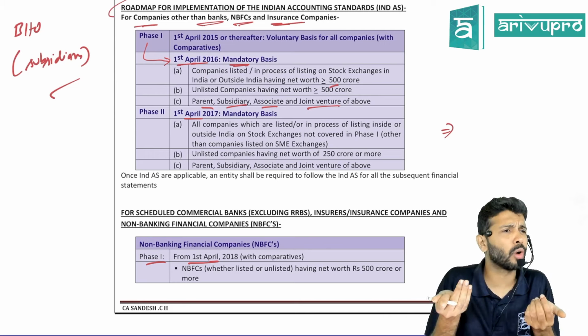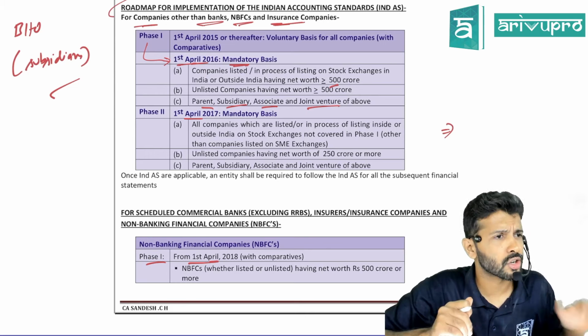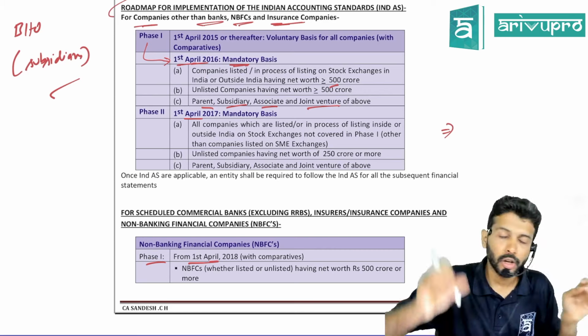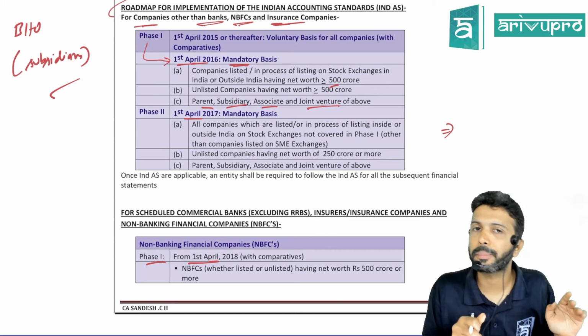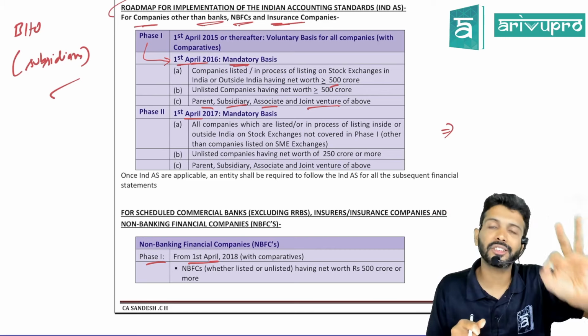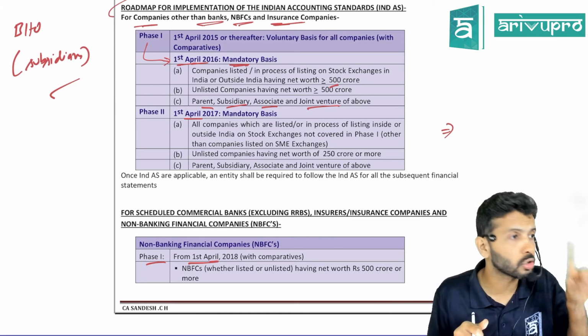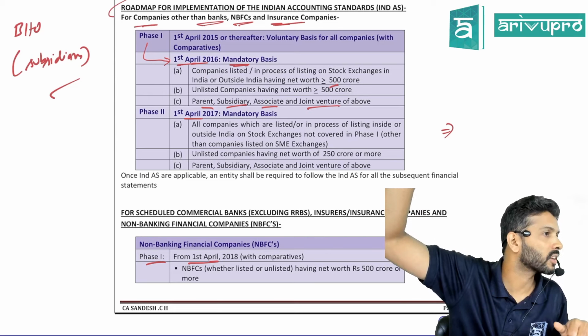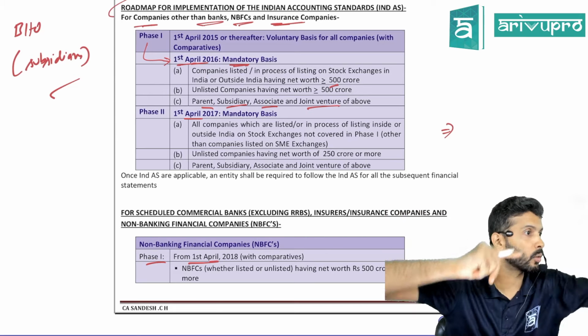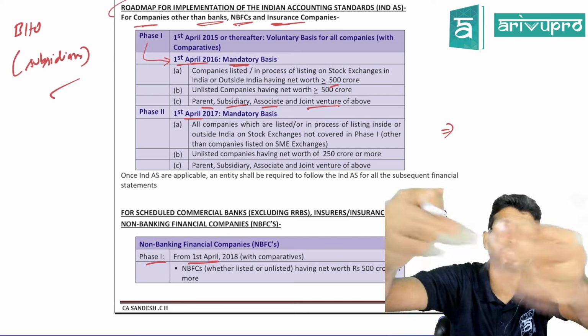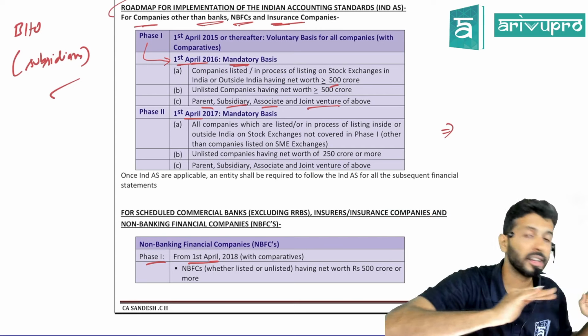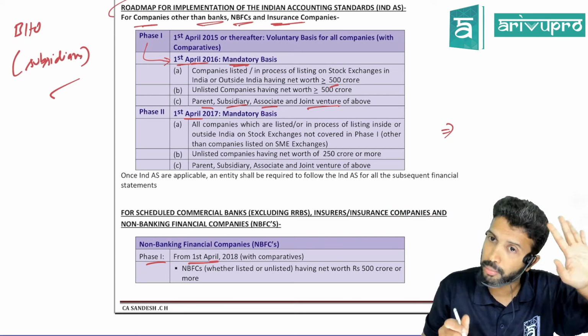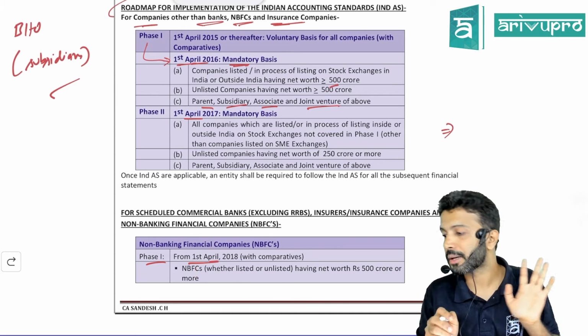Basically, their main business is to give finance or to make investments. So if you are an NBFC, Ind AS is applicable to you for the first time, not before that. Ind AS is applicable only from 1st April 2018. So what is the limit? Same limit. For phase 1, whether you are a listed company or unlisted, if your net worth is 500 crores or more, you have to apply from 1st April 2018.